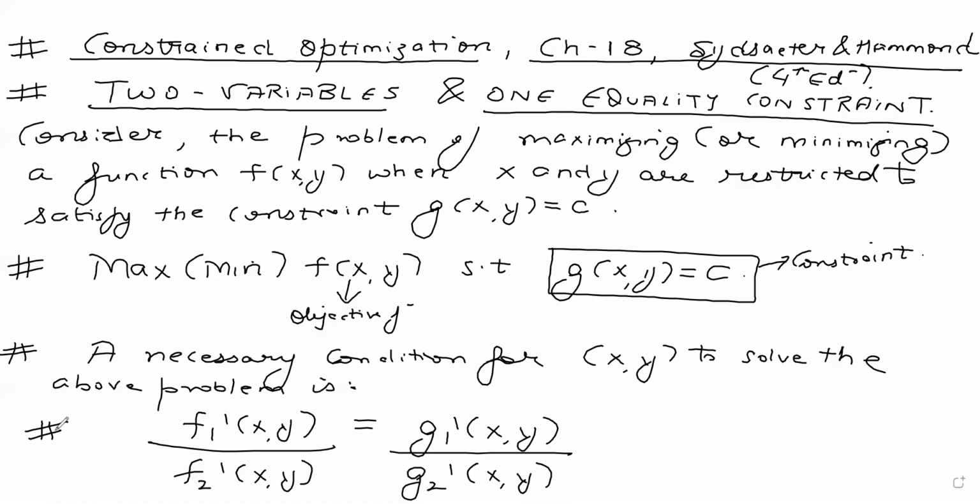So I'm quickly revising this with all the students. We are dealing with an optimization problem involving two variables x and y and one equality constraint. The objective is to maximize or minimize the objective function f of x, y, subject to the constraint g of x, y equal to c. The necessary condition is that the pair x, y satisfies f1 dash x, y upon f2 dash x, y is equal to g1 dash x, y upon g2 dash x, y. Okay, let's now practice a few questions based on this.